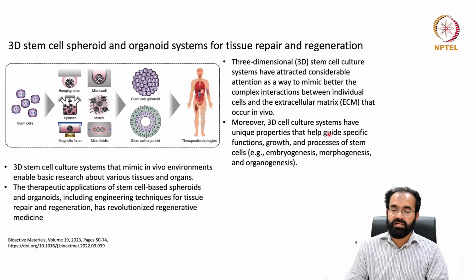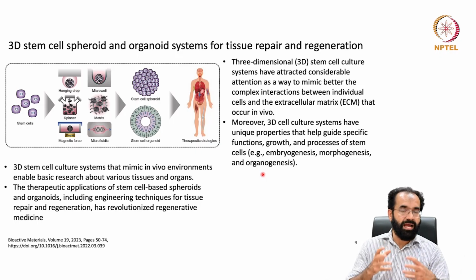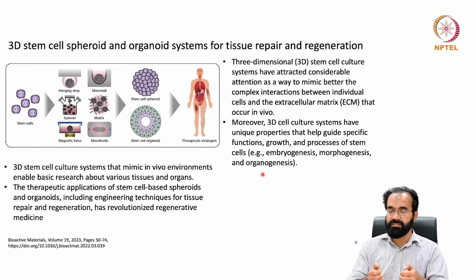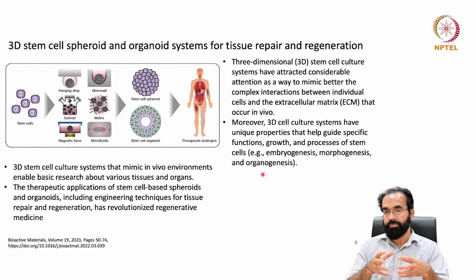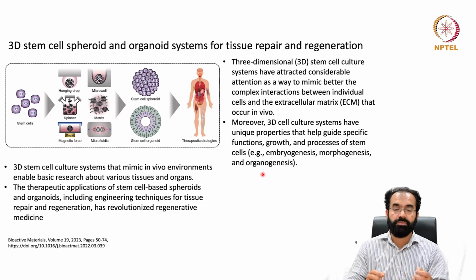Moreover, the 3D cell culture systems have very unique properties that help to guide specific functions, growth and processes of stem cells. For example, what is seen during embryogenesis, morphogenesis and organogenesis. So this has to be simulated. These embryonic properties, or a little bit later when you have morphogenesis, or much later when you have organogenesis, these features should be copied into organ culture.